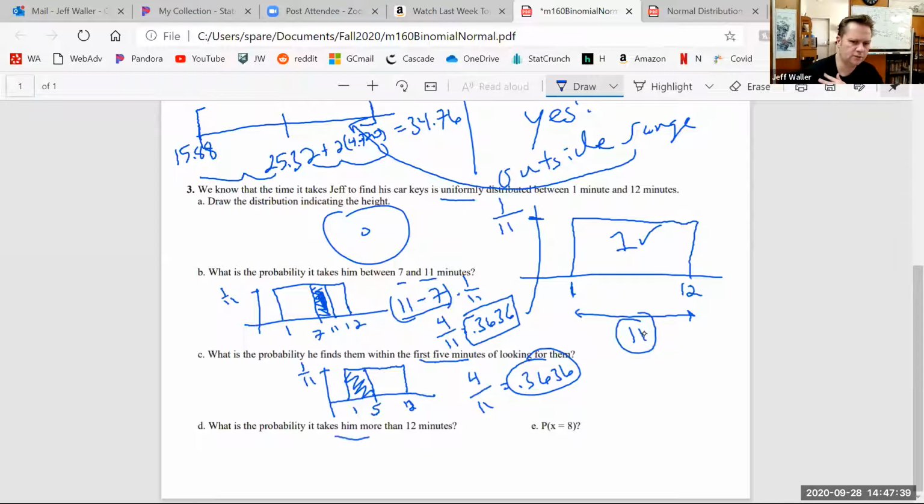What's the probability it'll take me more than 12 minutes? You can see it from the picture. I mean, what's the probability it's going to take me more than 12 minutes? 0. It's impossible, because after 12 minutes, I just stop looking. I just stay where I am.